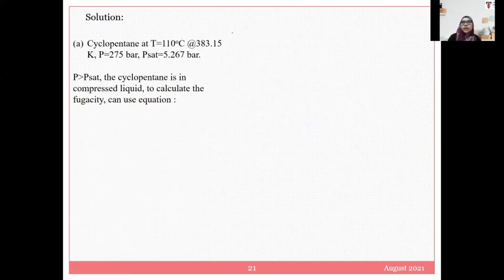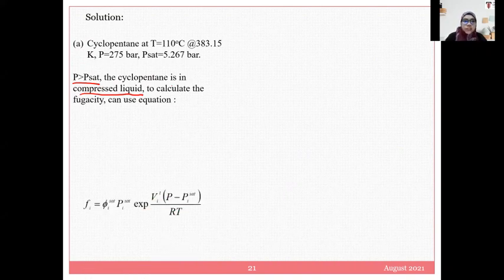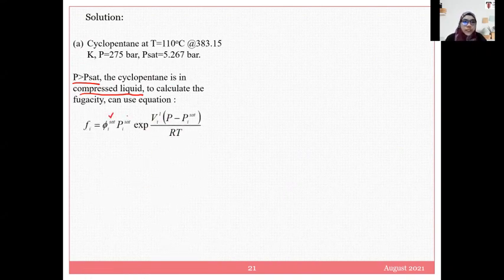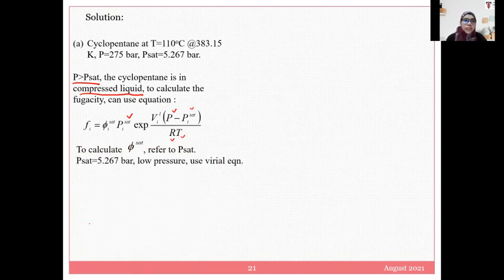Okay, for question A, let's first list everything and extract all the information. Since P is higher than P saturation, the species is in compressed liquid. So you may calculate the fugacity using this equation. The P saturation is given, and you need to determine the volume in liquid. P is given, and T and R are also given.